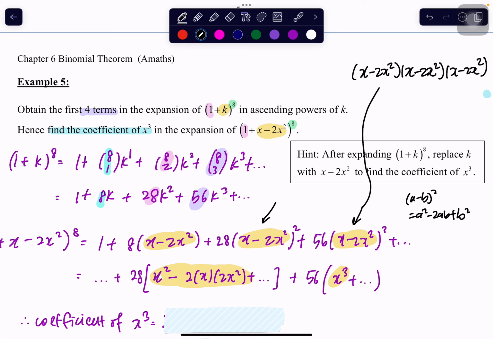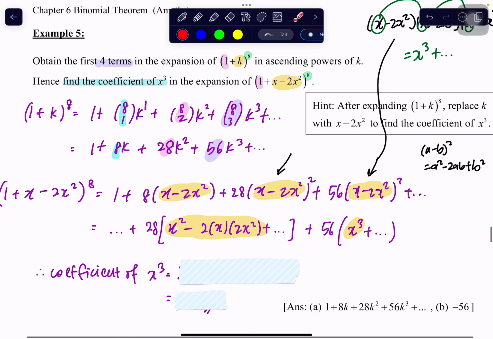Using the rainbow method, x times x squared gives x cubed. Subsequently, x multiplied by any other terms will give you terms with power greater than 3. So that's why I do not want these terms; I'm going to ignore them. I'm only interested in the first term obtained from the expansion of these 3 brackets. So that's why I have my first x cubed term.